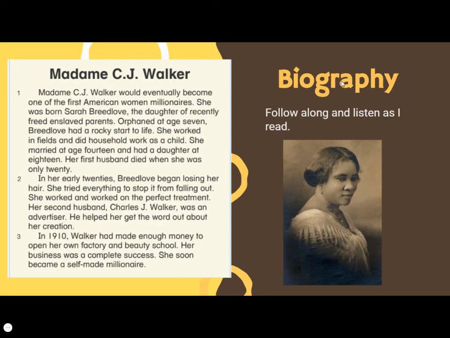In her early 20s, Breedlove began losing her hair. She tried everything to stop it from falling out. She worked and worked on the perfect treatment. Her second husband, Charles J. Walker, was an advertiser. He helped her get the word out about his creation. In 1910, Walker had made enough money to open her own factory and beauty school. Her business was a complete success. She soon became a self-made millionaire.